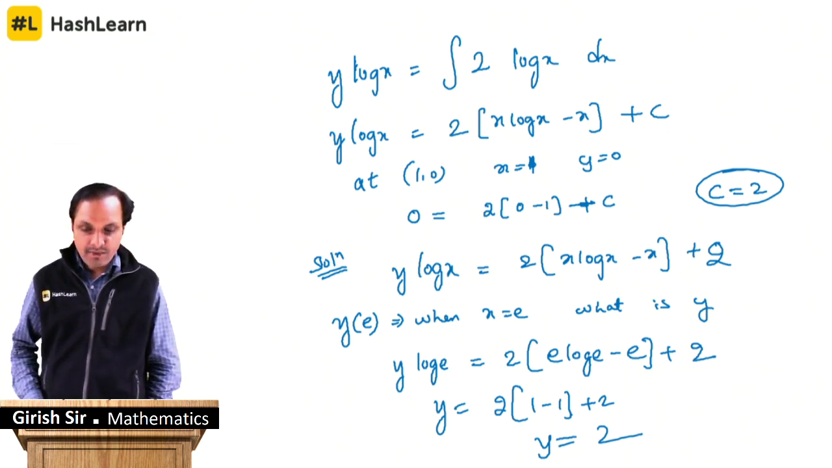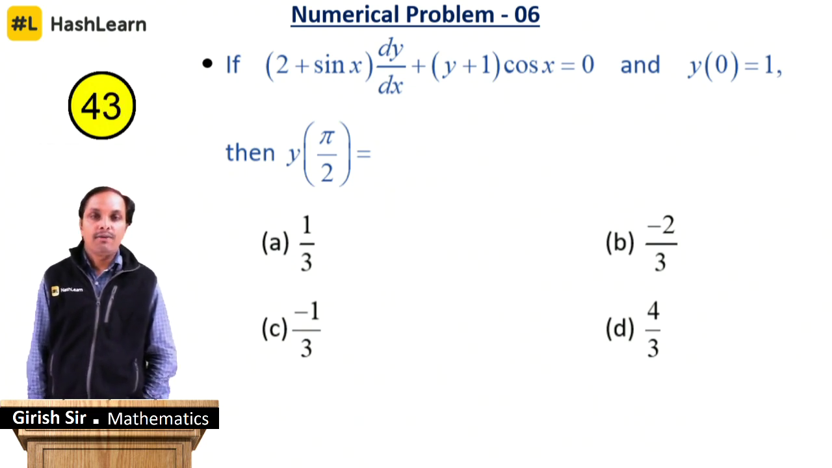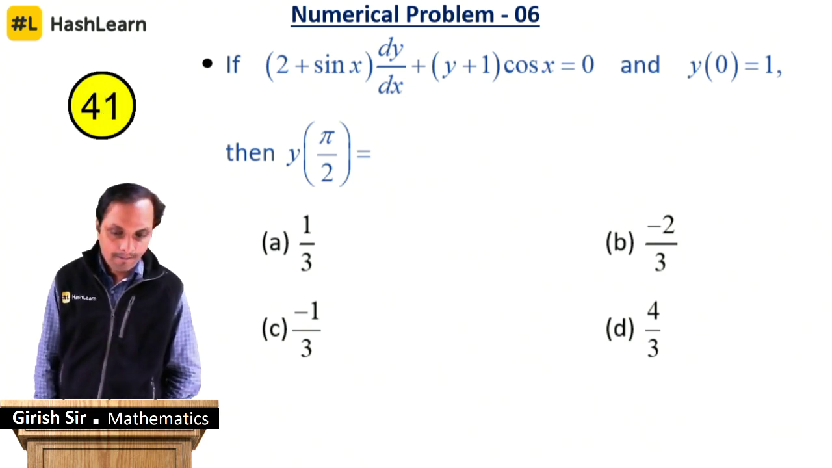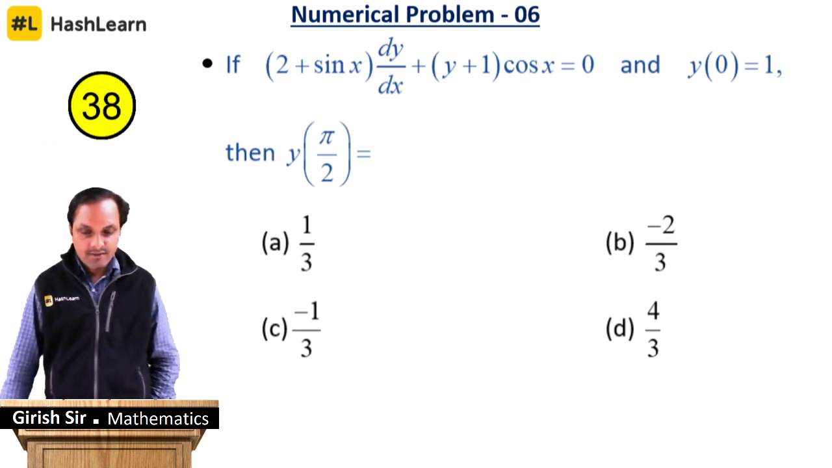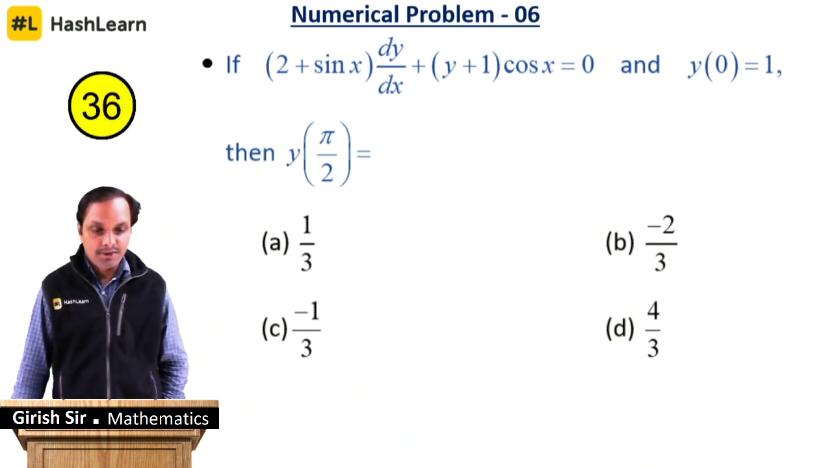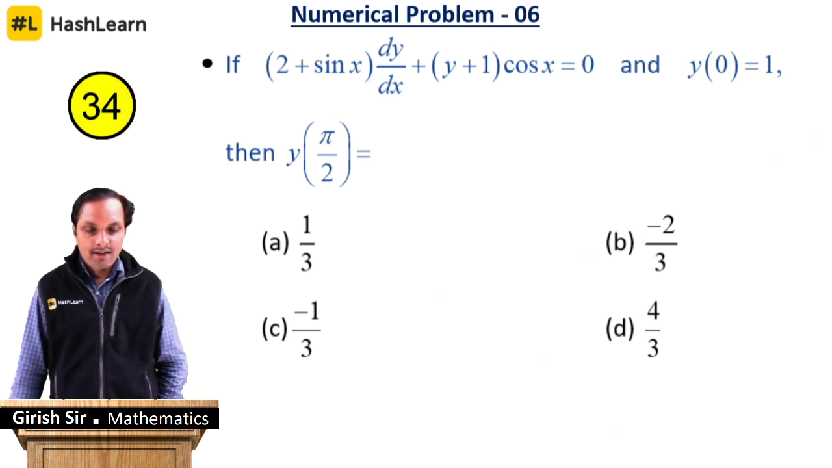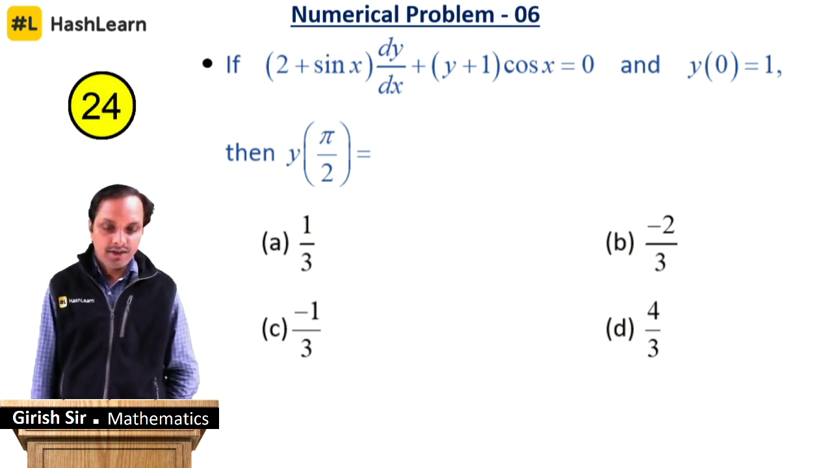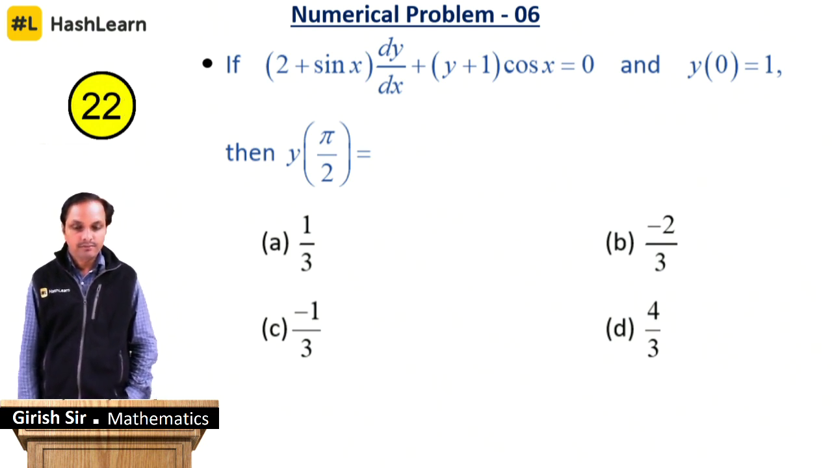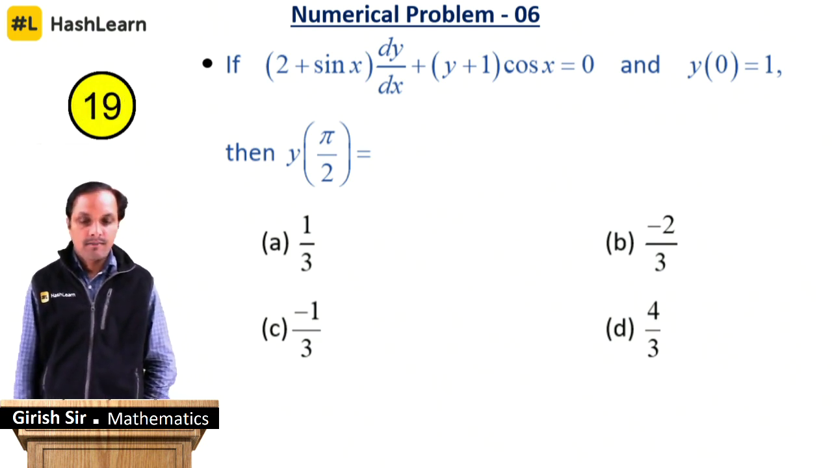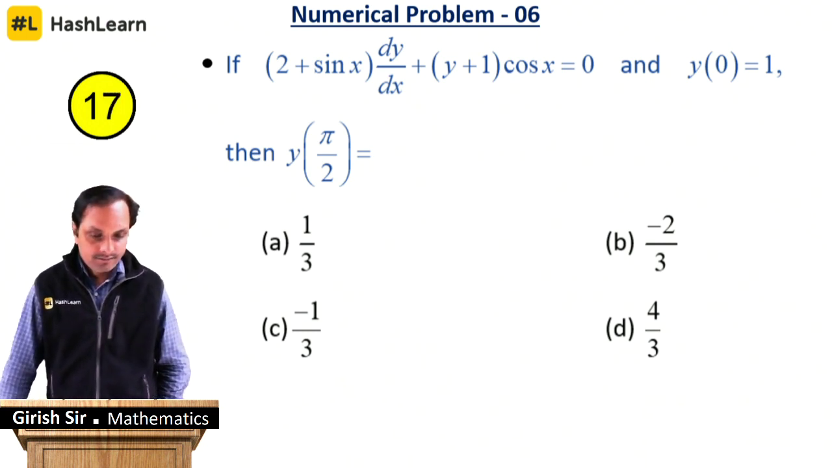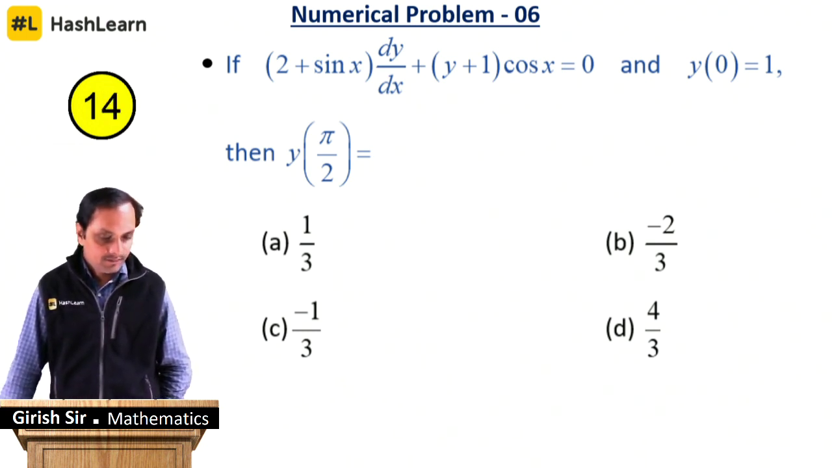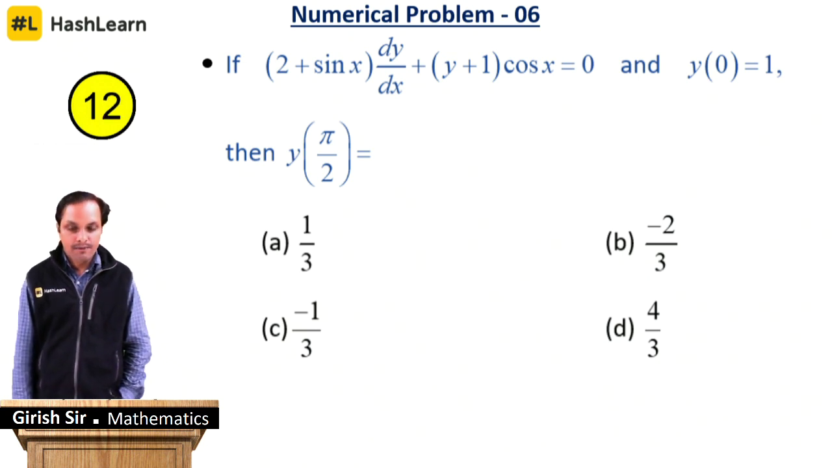So get ready for the next numerical, 6 with 45 seconds. So what is your answer? You need to find y of pi by 2. x को pi by 2 लेना है और y का वैल्यू फाइंड करना है after finding the solution to the differential equation. Yes, come on Himanshu, you are left with 15 seconds more.